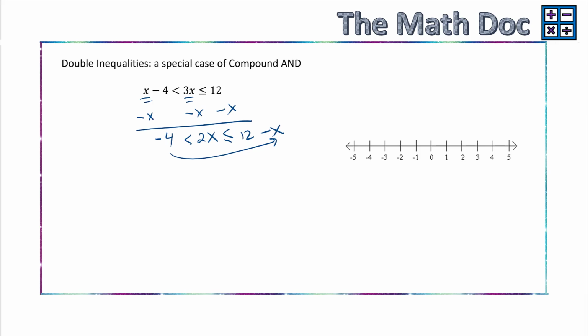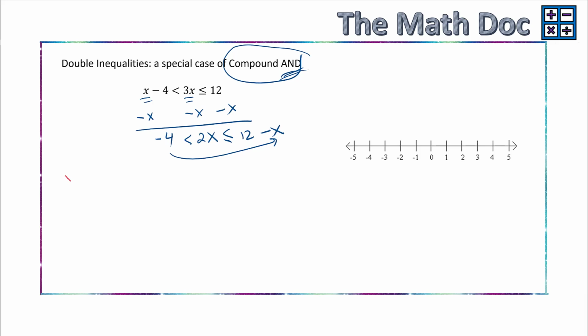Well, as a reminder, double inequalities are special cases of compound "and" inequalities. So let's look at this again, and let's try to separate this into a set of two simple inequalities that are compound with the "and" requirement. So what do we have here?